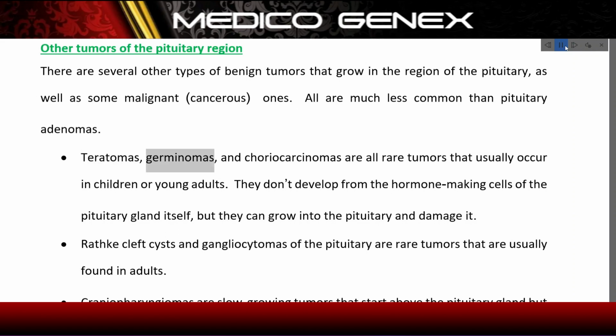Teratomas, germinomas, and choriocarcinomas are all rare tumors that usually occur in children or young adults. They don't develop from the hormone-making cells of the pituitary gland itself, but they can grow into the pituitary and damage it. Rathke cleft cysts and gangliocytomas of the pituitary are rare tumors that are usually found in adults.